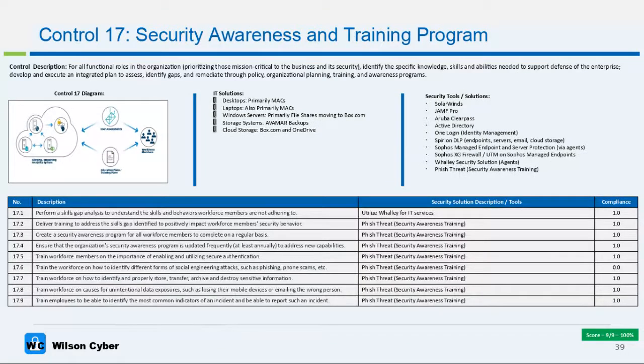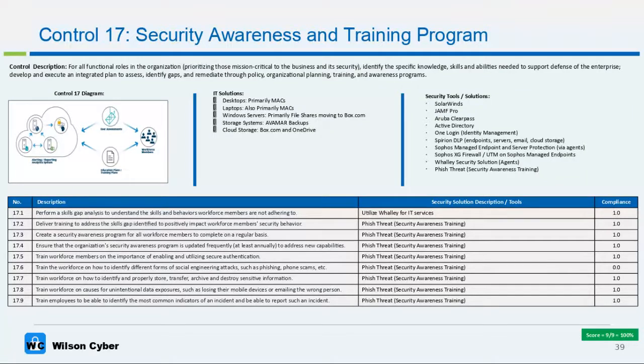Control 17 is the security awareness program. Control description: for all functional roles in the organization, prioritizing those mission critical to the business and security, identify the specific knowledge, skills, and abilities needed to support defense of the enterprise. Develop and execute an integrated plan to assess, identify gaps, and remediate through policy, organizational planning, training, and awareness programs. Here we have 9 subcontrols.